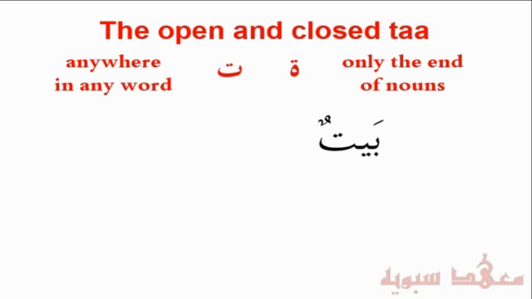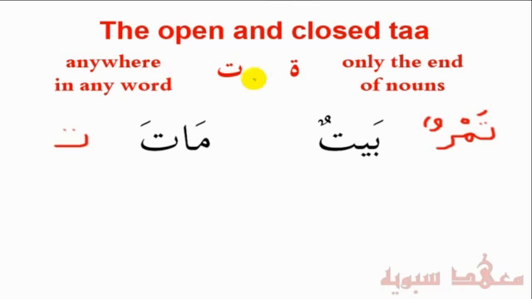So here we have the word bait, baytun. This is the tenween, and this is an open ta. We also have the word, for example, tamrun, which means dates. Notice here the open ta at the beginning of a word. We also have, for example, a verb here, mata, which means he died. And ta can also occur alone as a particle, and one of its usages is as a particle of swearing an oath.